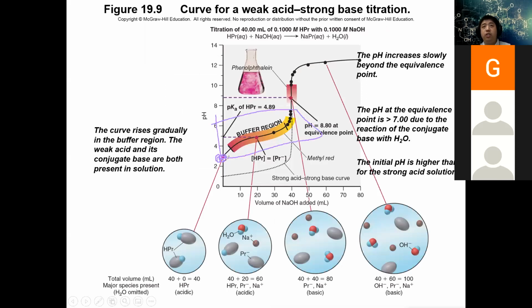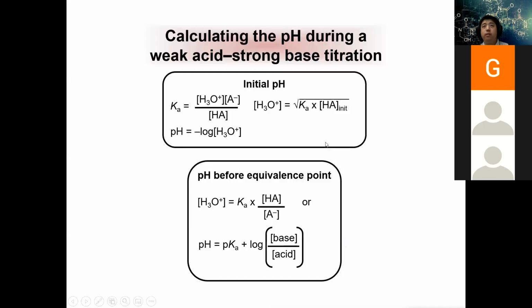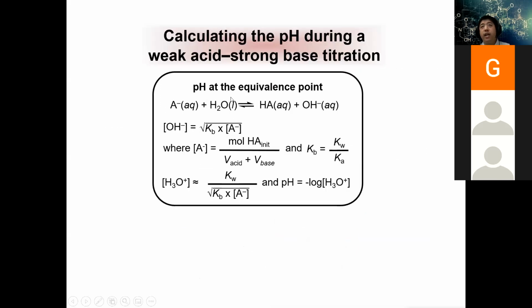So remember, this is your initial, this is your equivalent. The stuff in between, the before equivalent, there is a buffer region. And we're going to talk about that in a bit, okay? So for this one, at equivalence point, if you notice, this is no longer just 7 because we need to account for what is present there. And we'll talk about that in a second.